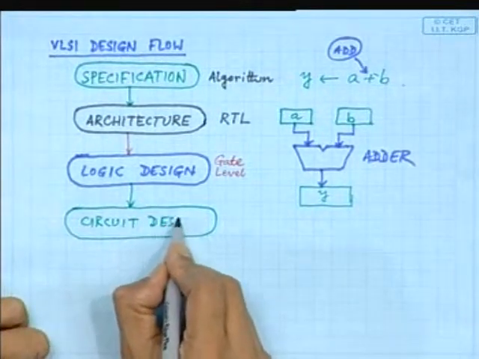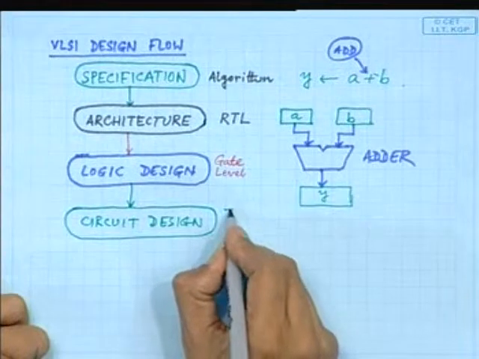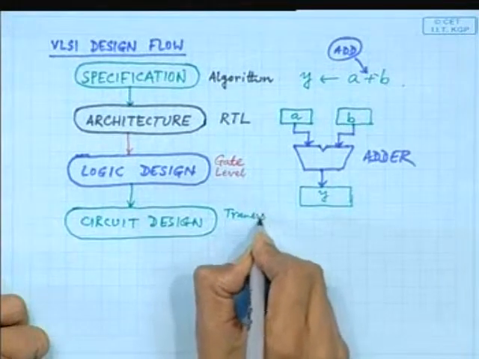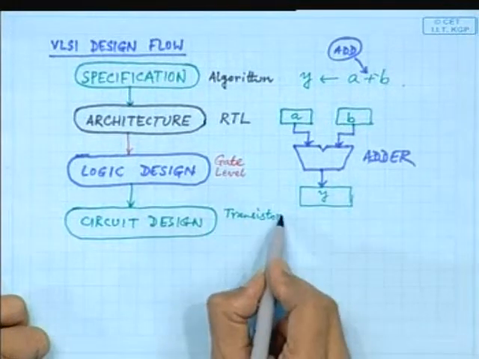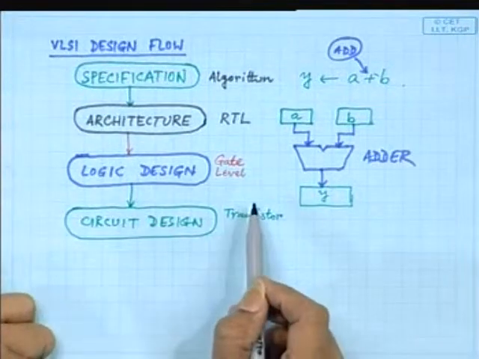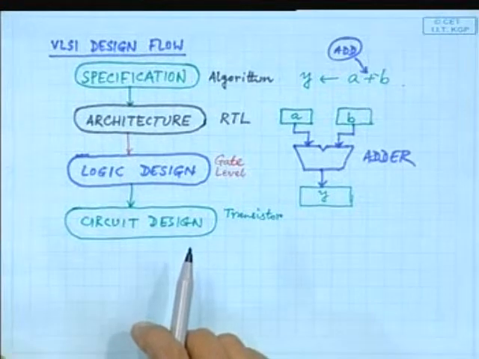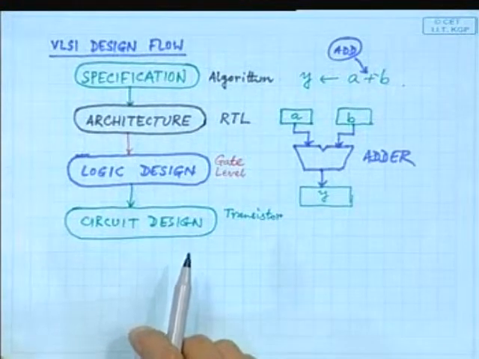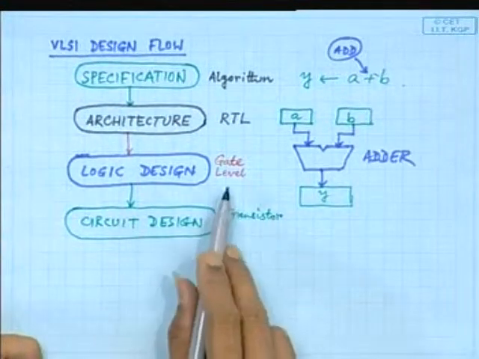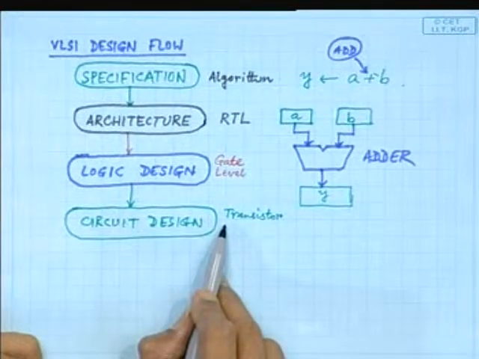Now circuit design means we are talking about the transistor level. Here we are talking about how you realize those gates. Maybe it's an AND gate, but as you are aware, there are several technologies, CMOS, then something called TTL that uses bipolar junction transistors. So how do you actually realize those gates using transistors?